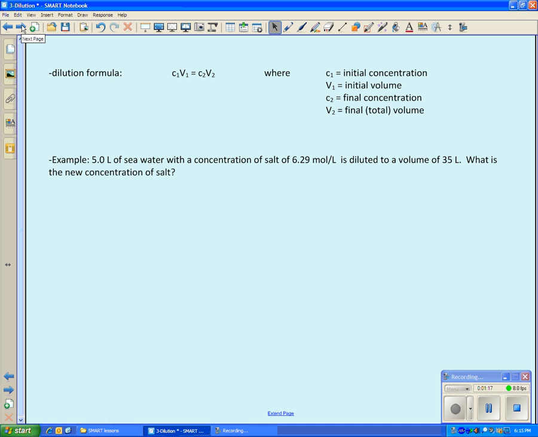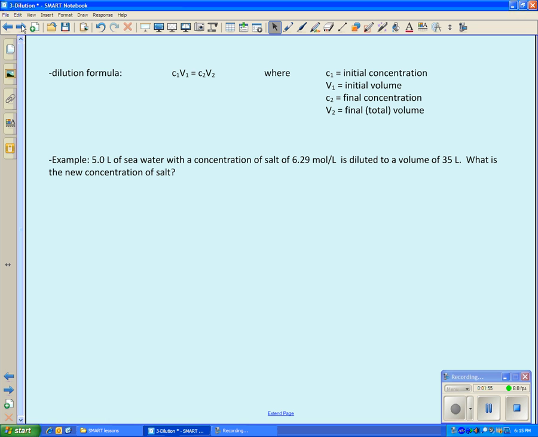This will lead to a formula that we can use for dilution questions where we know the concentration and volume. So for dilution questions, when we're adding solvent, we want to consider the variables C1, the initial concentration, and V1, the initial volume, which multiplied together give us C2 and V2, the final concentration and the final volume. Keep in mind that V2, the final volume, is the total once we've added more of our solvent.